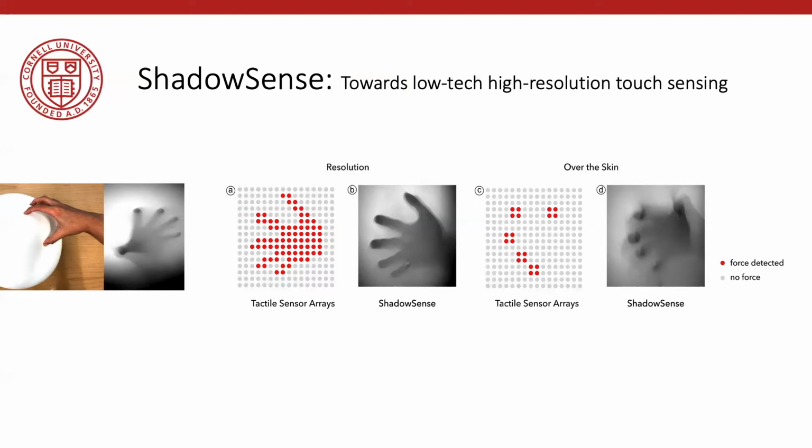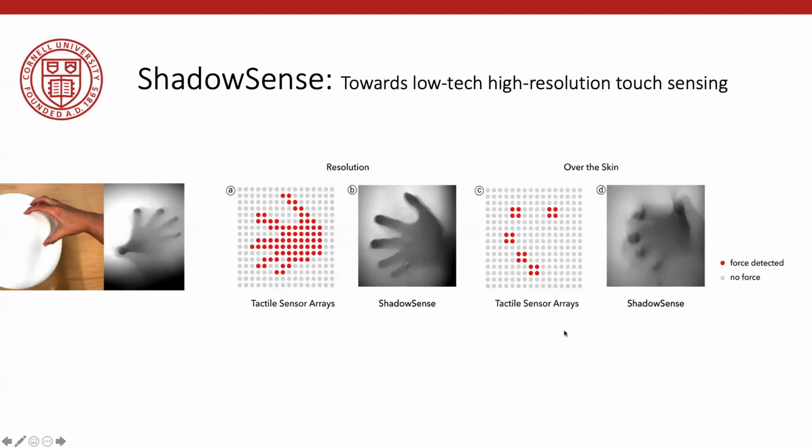In this work, we introduce ShadowSense, where we put the camera inside a robot's body to capture the shadows created by touching its skin. We think of ShadowSense as a modality between vision and touch, where it brings the high resolution, low cost of vision sensing to the close-up sensory experience of touch.